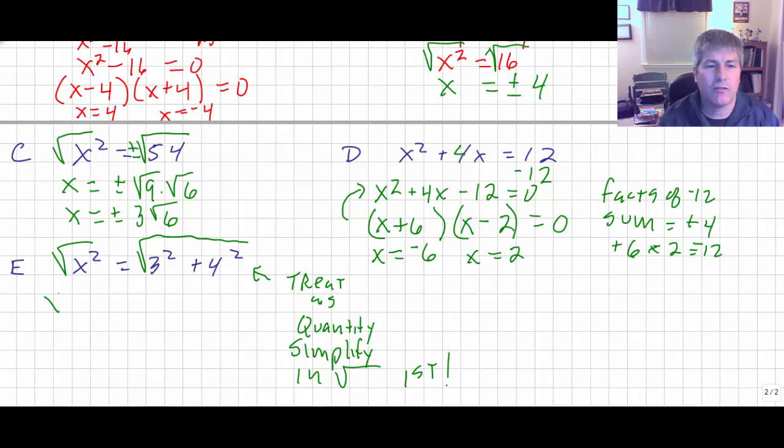So the square root of x squared is going to be x, and we're going to do our plus or minus, and that's the square root of 9 plus 16. So x equals plus or minus the square root of 25, and x equals plus or minus 5.